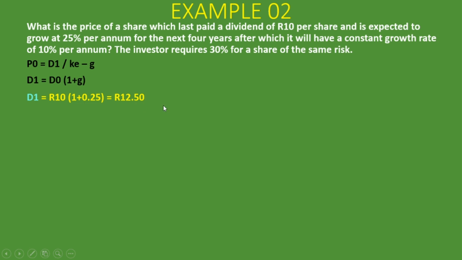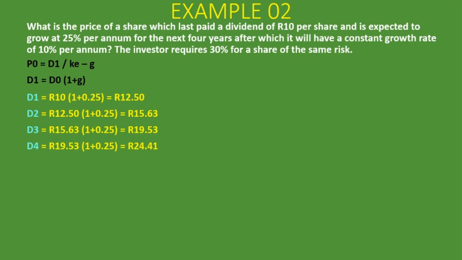Okay, and what is the dividend at period 2? Well, we take the dividend at period 1, which is the 12 rand 50 cents, times 1 plus 0.25, and there it is, and it gives us an answer of 15 rand 63 cents. And for the third year, we'll take the dividend at period 2, which is the 15 rand 63 cents, times 1 plus 0.25, and it gives us a dividend at year 3 of 19 rand 53 cents. Okay, and period 4, we take the 19 rand 53 cents times 1 plus 0.25, and it gives us a dividend at period 4 of 24 rand 41 cents.